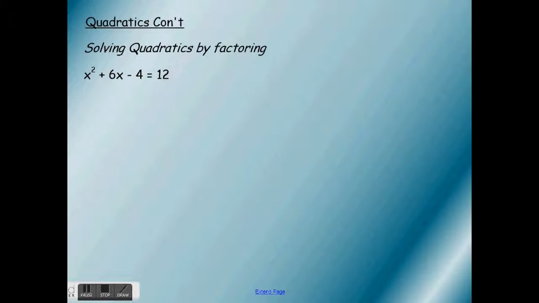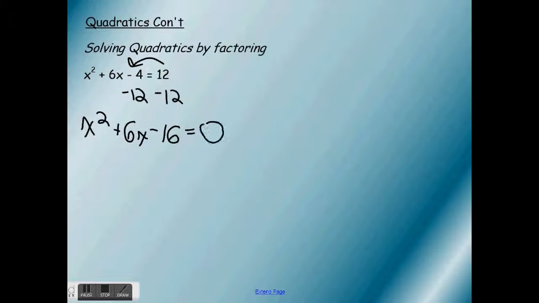So this is an example like I was talking about, where it's not equal to 0, so we're going to make it equal to 0 first. And how do I do that? Remove the 12, and I do that by doing what? Subtract 12, exactly. I just have to bring this number to the other side of my equation by subtracting 12. So, x squared plus 6x minus 16 is equal to 0. Now I follow the same steps. Yes, negative 4 minus 12 is negative 16.